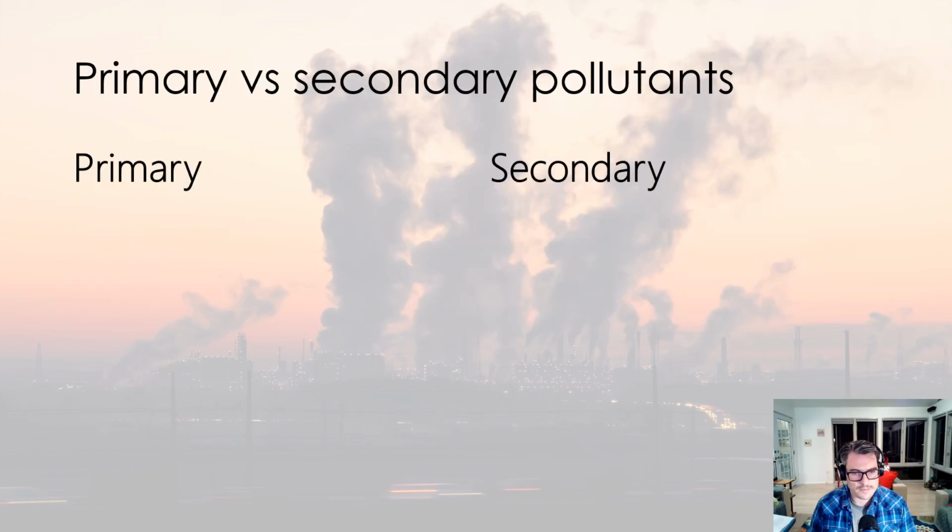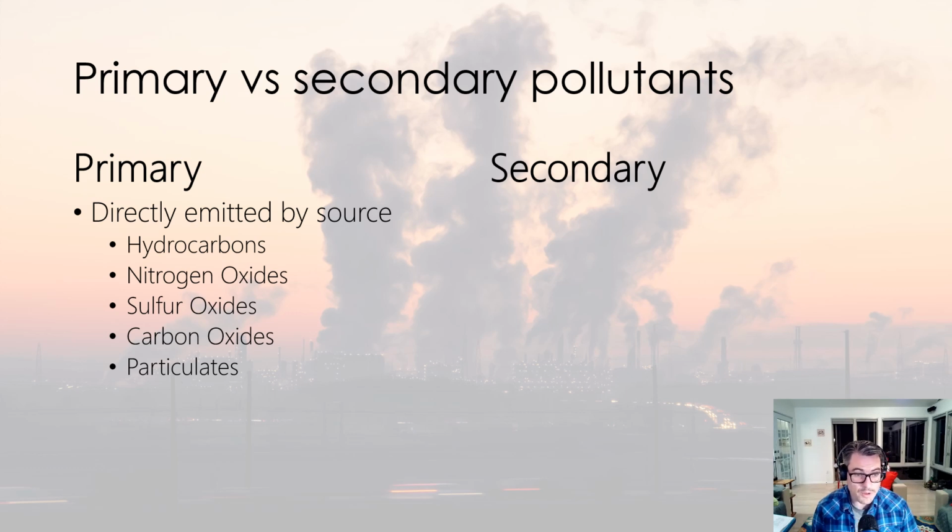The atmosphere is unique in its ability for chemical reactions to occur, and it's important to understand the distinction between primary and secondary pollutants. Primary pollutants are those that are directly emitted by the source. They include things like hydrocarbons, nitrogen oxides, sulfur oxides, carbon oxides, or particulate matter.